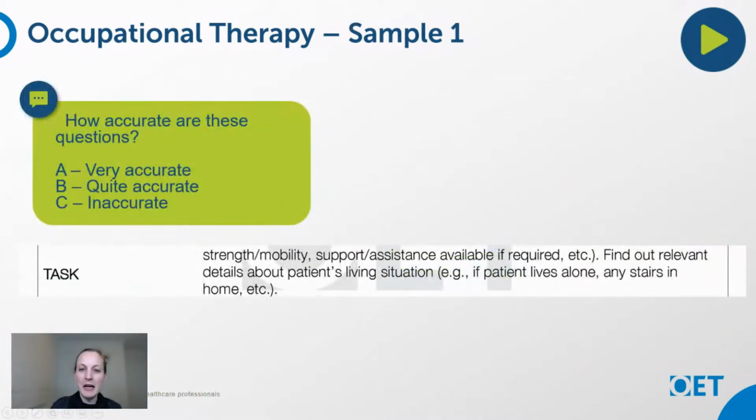All right, now listen to the next section of the role play where the occupational therapist is covering part of task 2. So to find out relevant details about the patient's living situation. And I want you to tell me on a scale of A to C, how accurate you think these questions are. So once you've listened to the audio, you can put A into chat if you think the questions were very accurate, B if they were quite accurate, or C if you thought they were inaccurate, so not very good questions. Okay, so listen to the OT doing this part of the role play, and then let me know A, B, or C in chat.